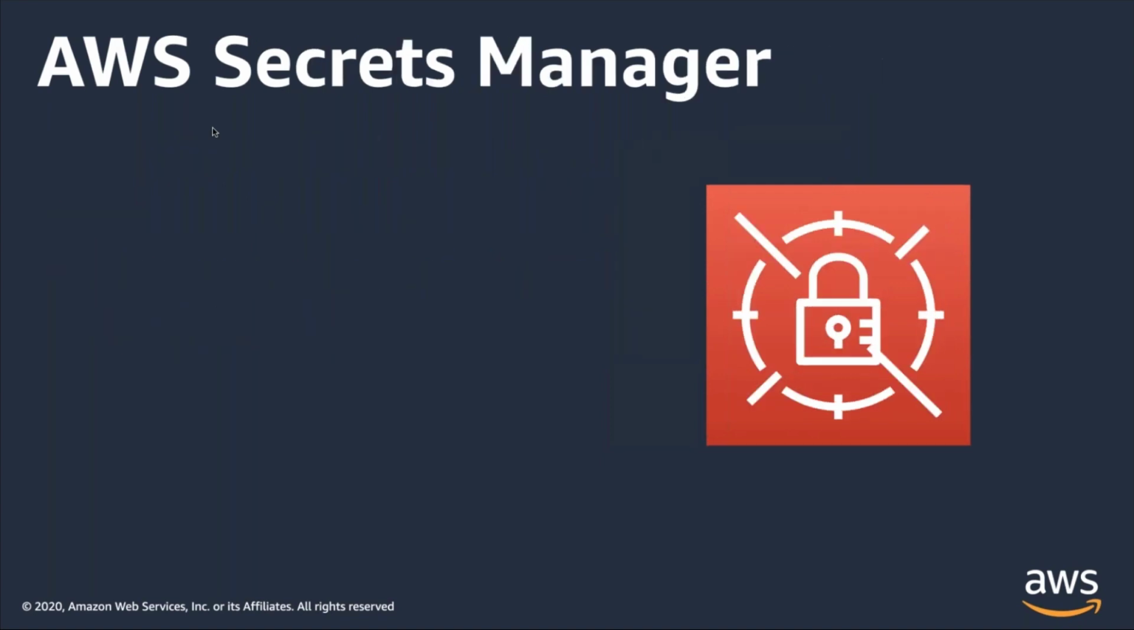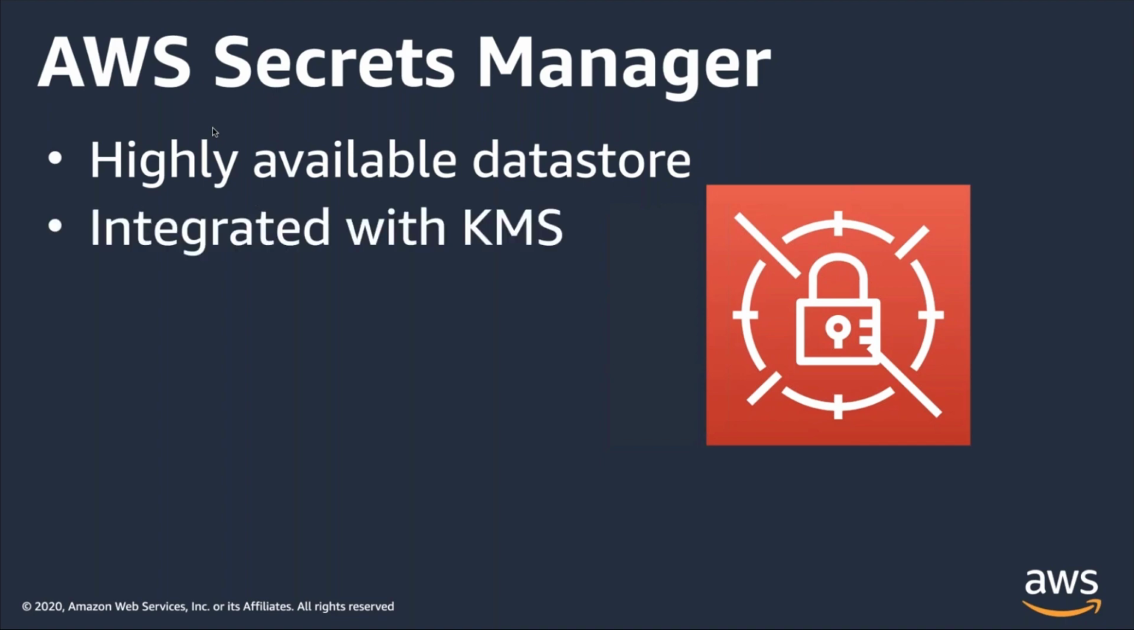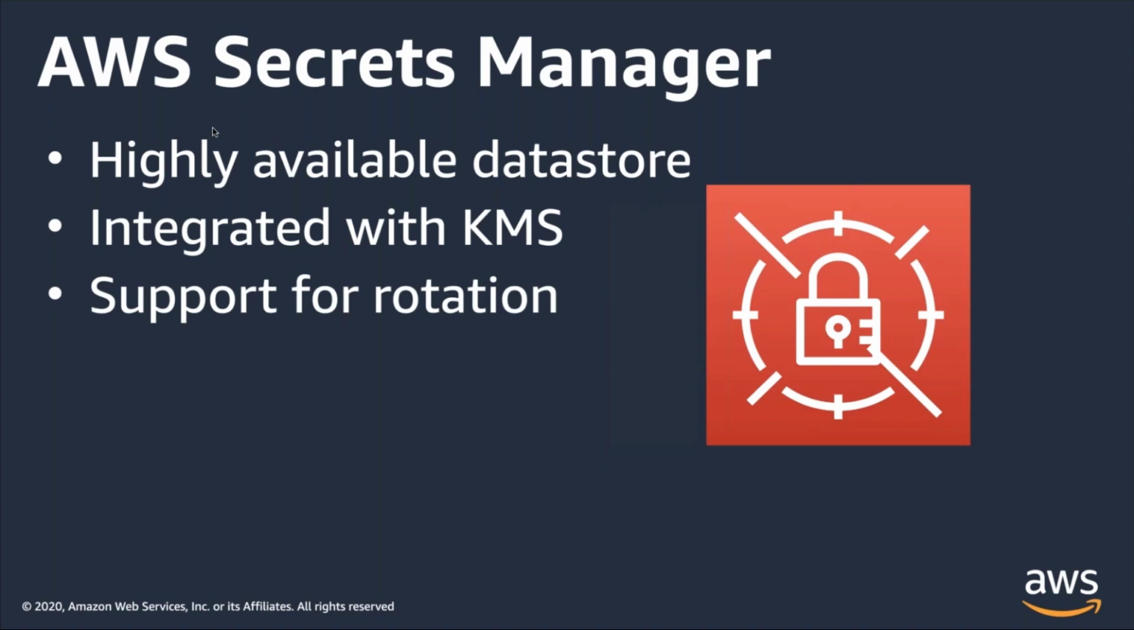AWS Secrets Manager is a highly available data store that you can use to distribute secrets within your environment, whether it's OAuth tokens or credentials or database passwords. Secrets Manager is integrated with KMS, so you can use a KMS key to encrypt and protect your secrets. And it also has support for rotation. So if you need to rotate credentials, you're able to do so with Secrets Manager natively.